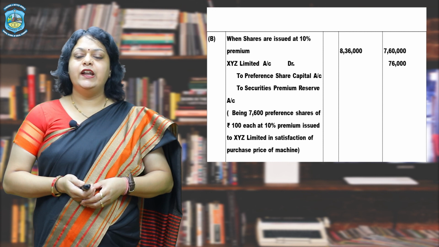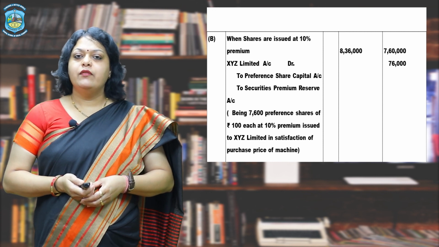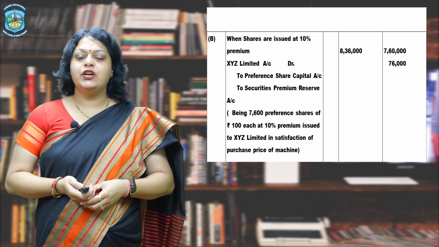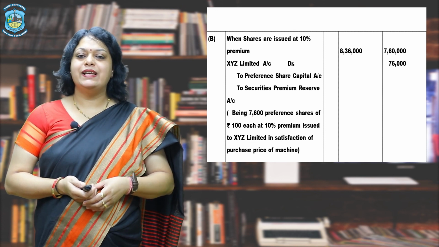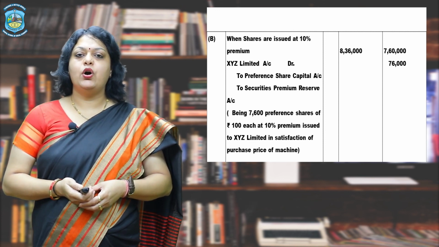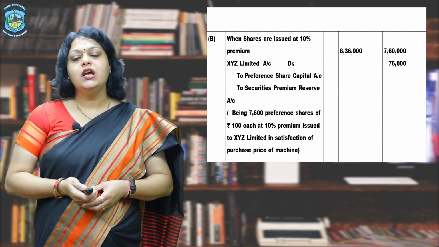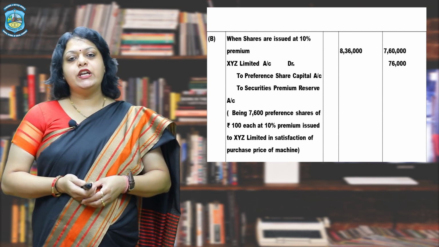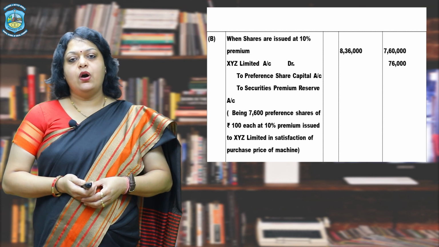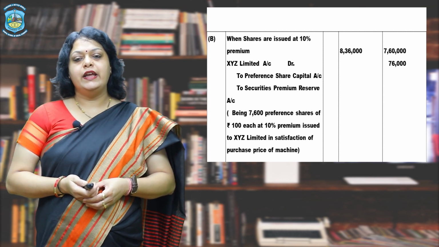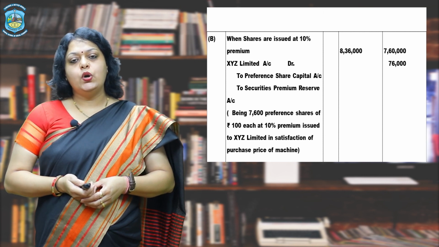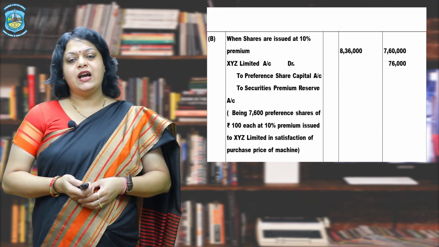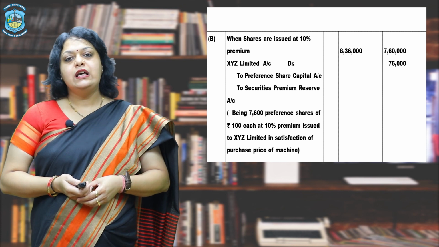So, we have the entry here when the vendor is getting the shares at a premium. Then we have the entry XYZ Limited debit with the full amount of 8,36,000, then to equity share capital with the amount 7,600 into 100, that is 7,60,000, to securities premium reserve, that is 7,600 into 10, that is 76,000.